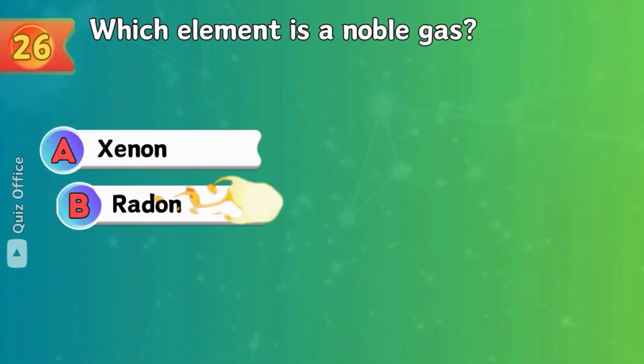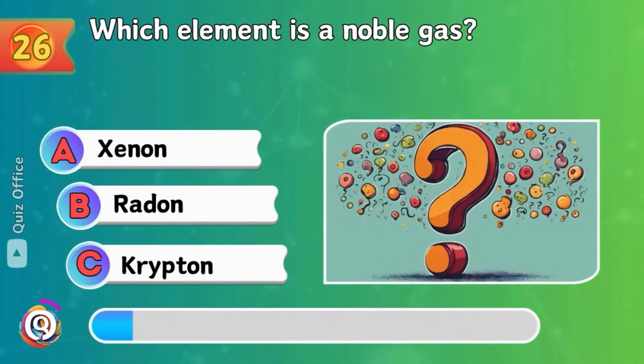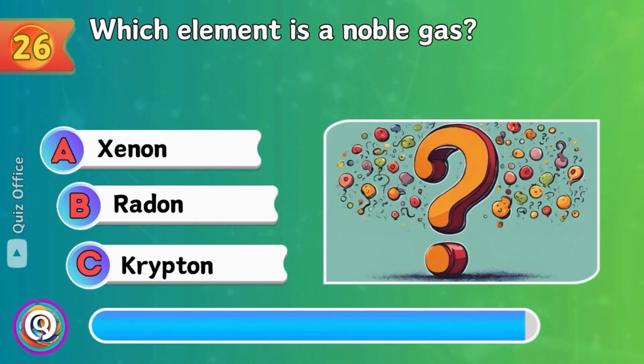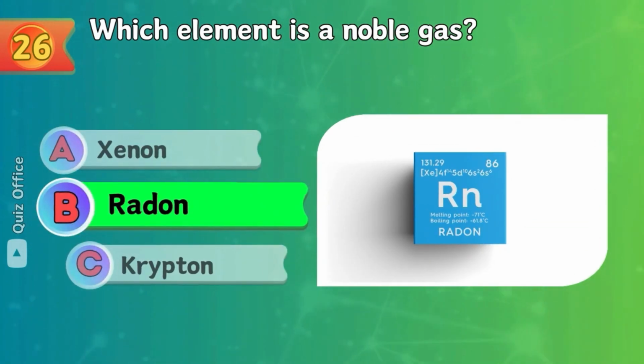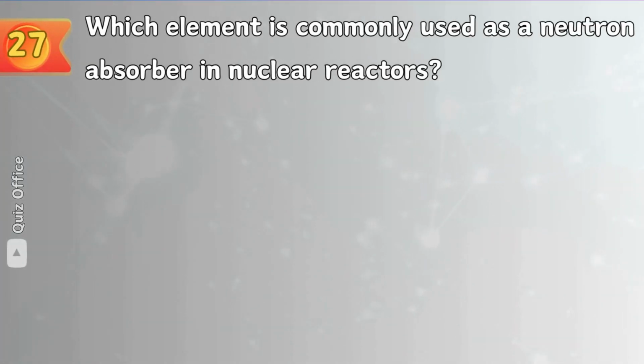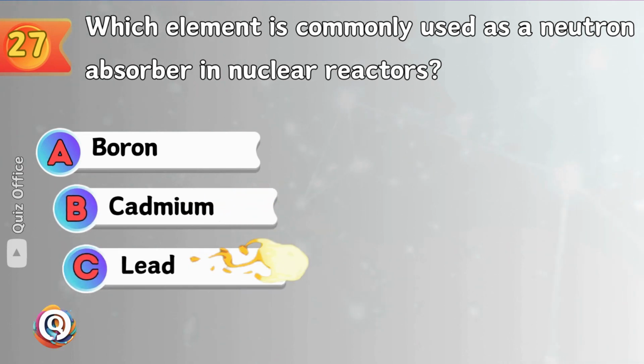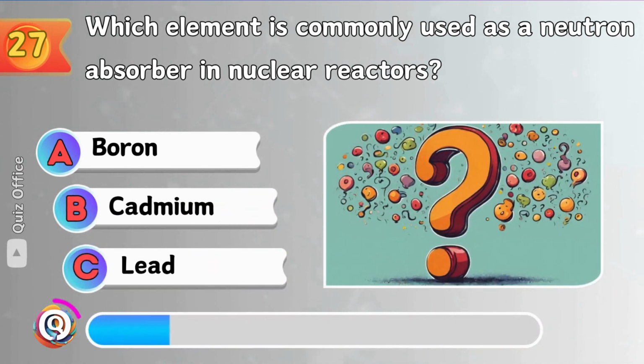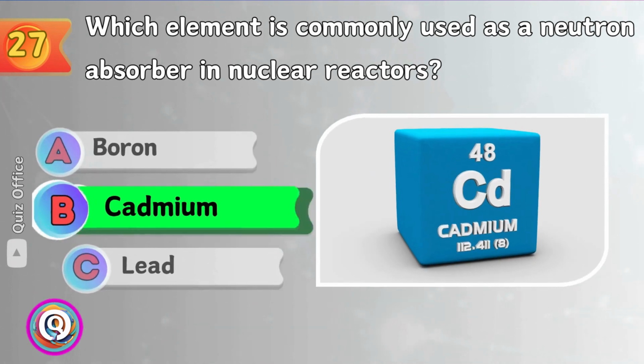Which element is a noble gas? Yes, it is radon. Which element is commonly used as a neutron absorber in nuclear reactors? Cadmium.